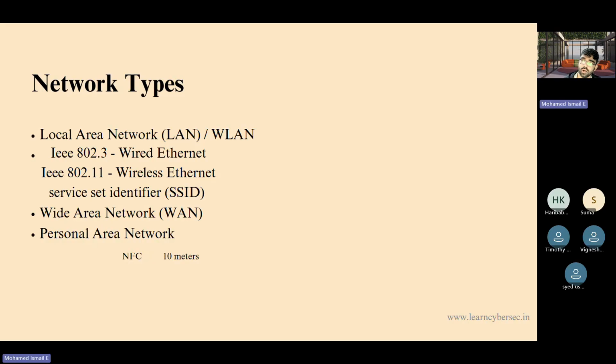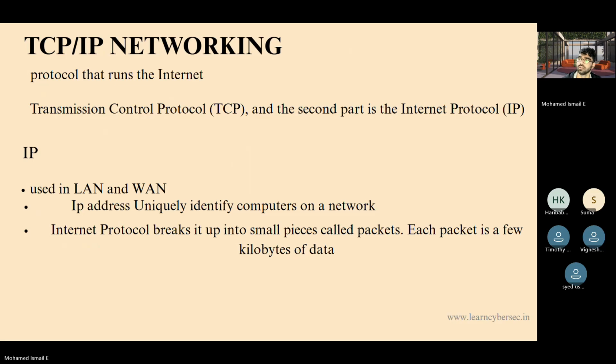Again, in summary, 802.3 is wired network. 802.11 is Wi-Fi, which is wireless LAN. Next topic is TCP/IP networking. TCP/IP is the protocol that runs the internet.